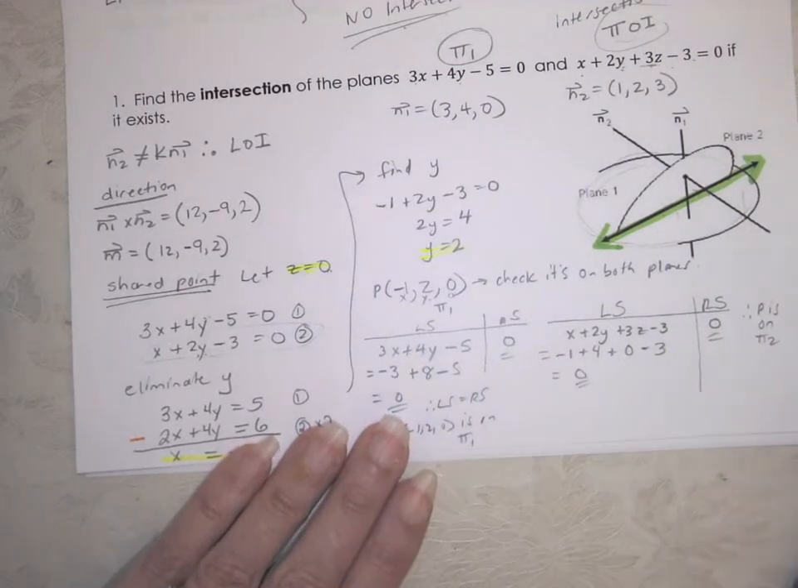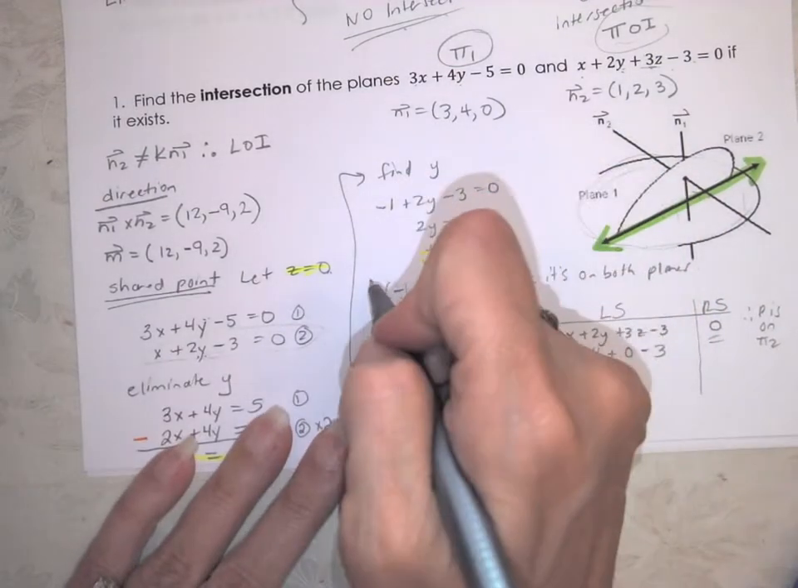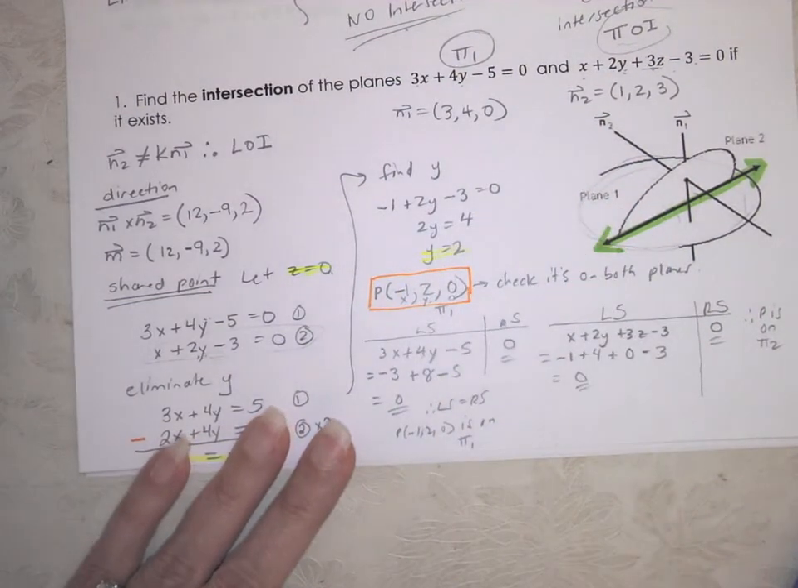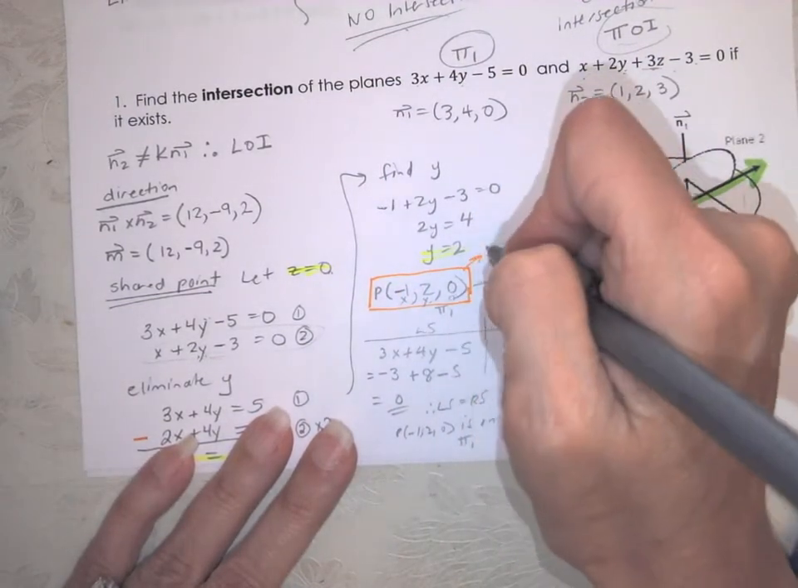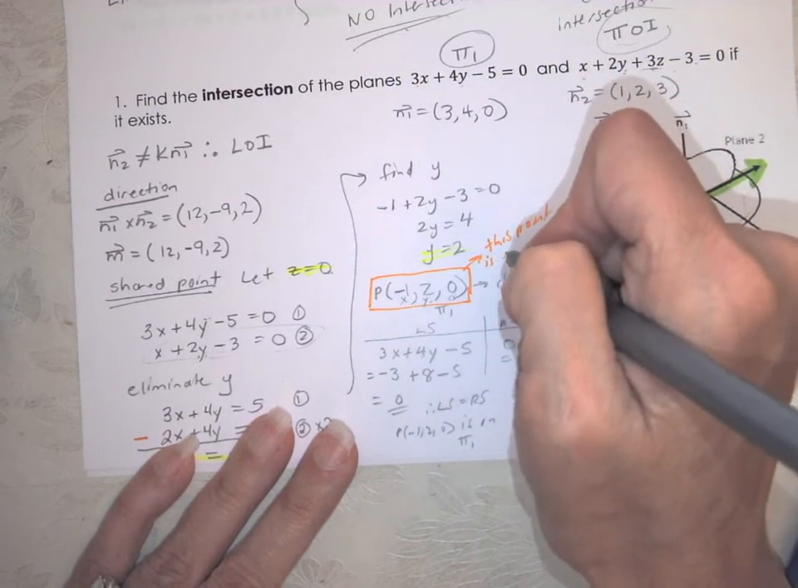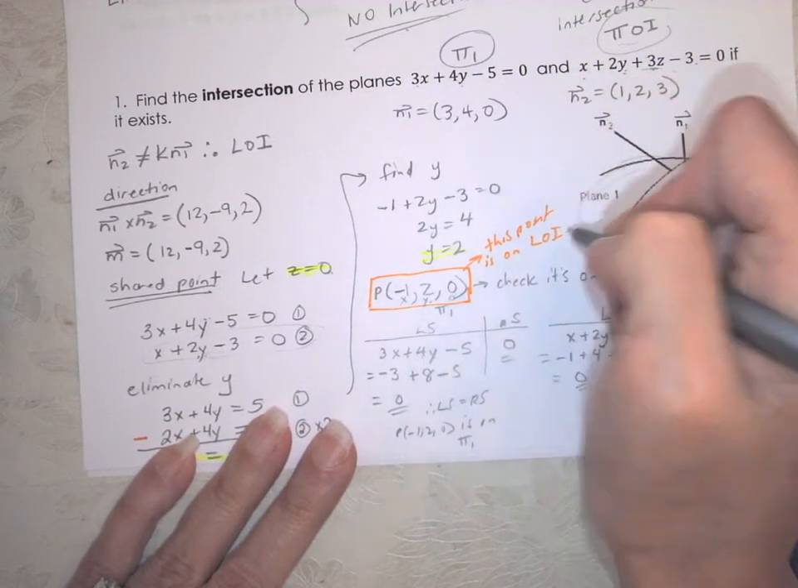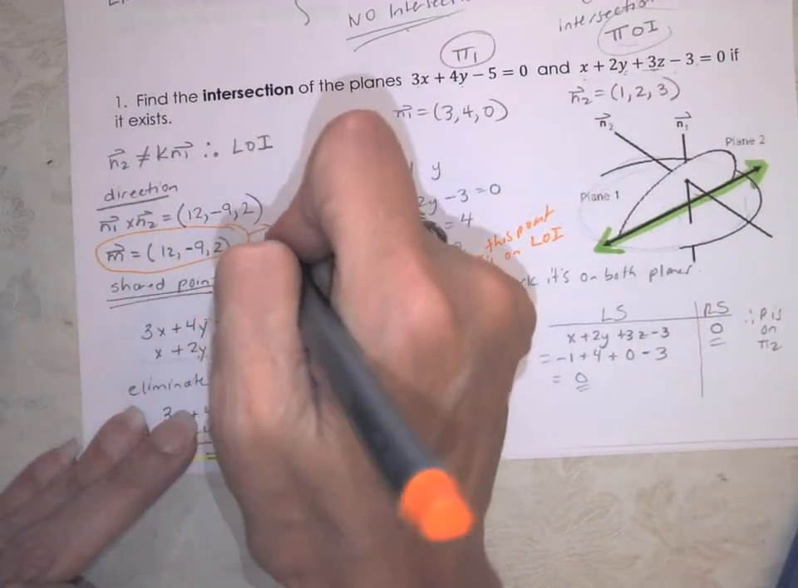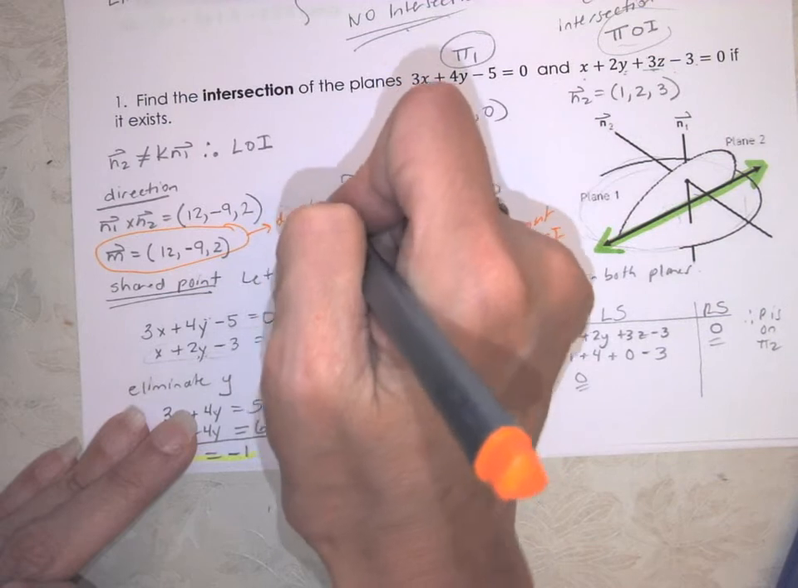So that means it is a shared point. So this is a point that's on both planes, which means it has to be on the line of intersection. So this point is on the line of intersection because it's on both planes. And then this is the direction of the line of intersection.